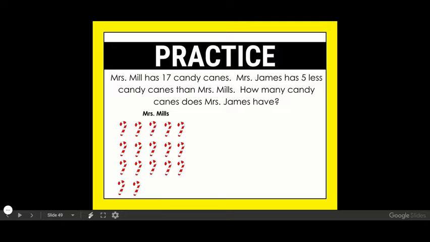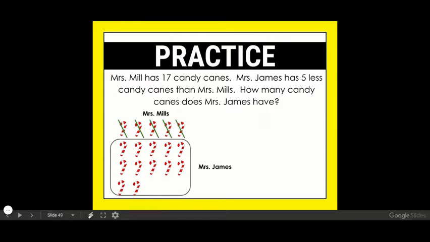Now I have to think about, well, what else do I know? So I know that Mrs. James has 5 less candy canes, or fewer. So what I could do is I could take Mrs. Mills's candy canes and take away 5 of them. 1, 2, 3, 4, 5. Now what I have left is how many Mrs. James has.